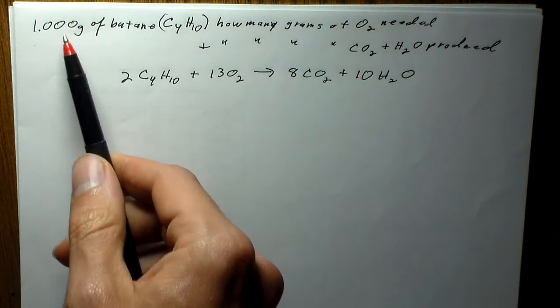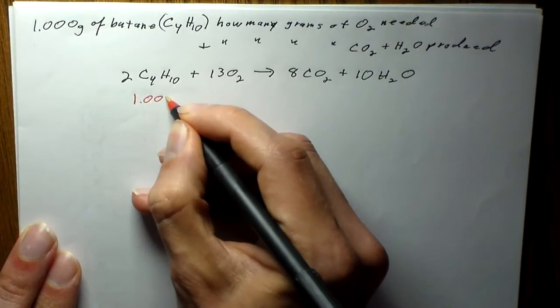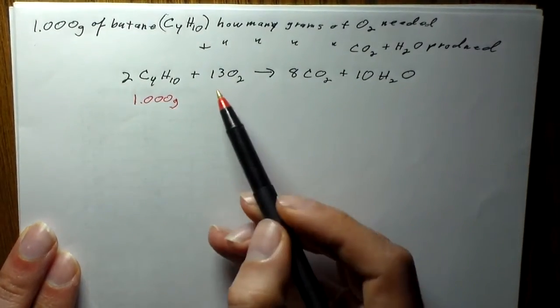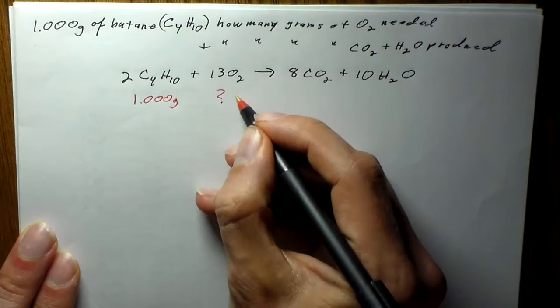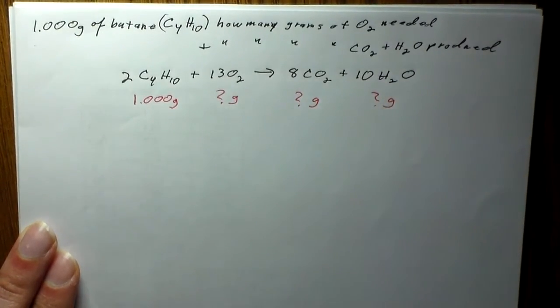So the first thing we want to do is go through here and see what information is given in the problem. What we have here is 1 gram of butane. So this is our known thing, 1.000 grams of this stuff. And then what we want to figure out is how many grams of the oxygen, how many grams of the CO2, and how many grams of the water.